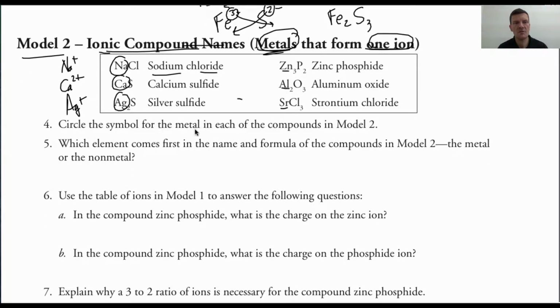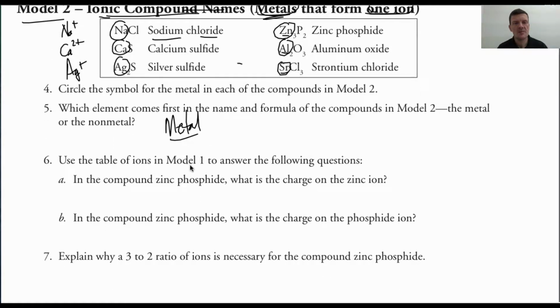Circle the symbol for the metal in each of the compounds. So sodium, calcium, silver, zinc, aluminum, and strontium. Those are your metals. The metal always comes first in the ionic compound formula. The non-metal is always second. Which element comes first? There you go. And it is the metal. Okay? Therefore, the non-metal second.